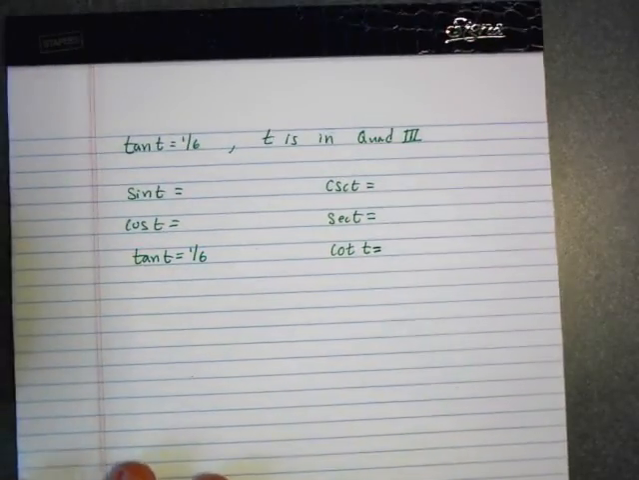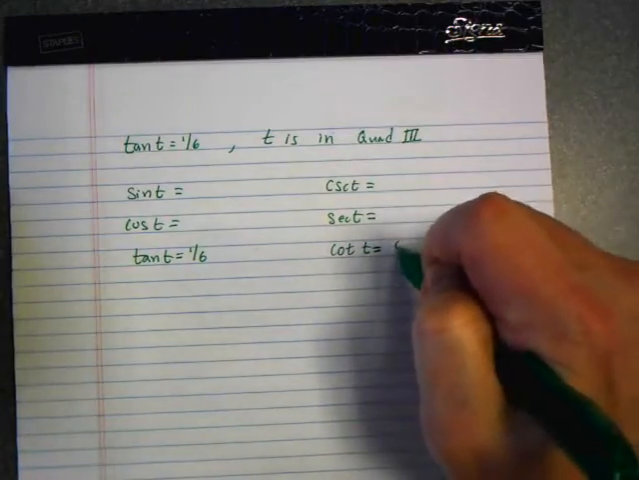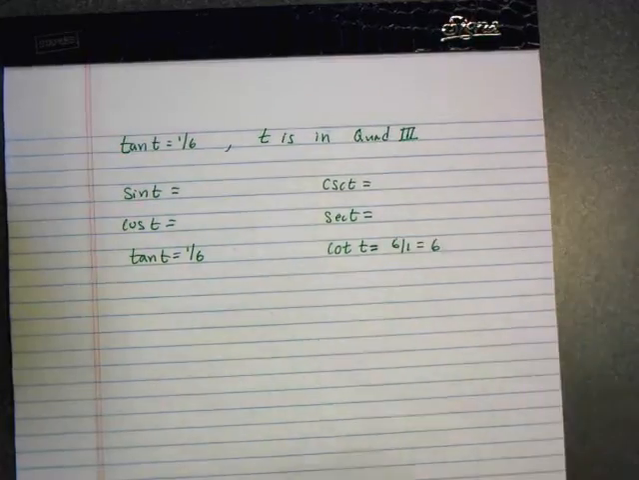Okay, so we're given tangent of t is 1/6 and t is in quadrant 3, and it wants us to find the values of these 6 trigonometric functions: sine, cosine, tangent, cosecant, secant, and cotangent. Well, of course, we already know tangent. Tangent is 1/6. If I know tangent, which other one do I know with only a bare minimal amount of work? Cotangent. How do I find cotangent? Simply flip it over. So cotangent is 6/1, which is 6.